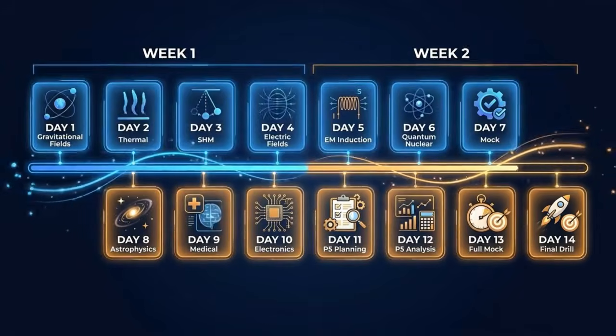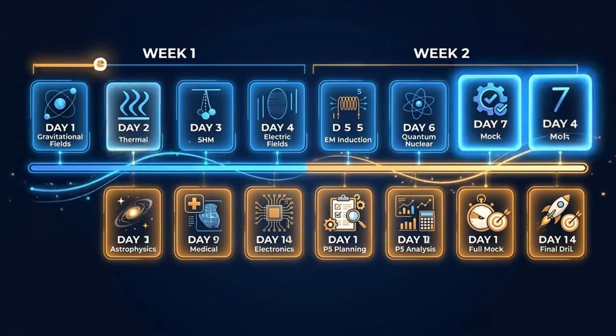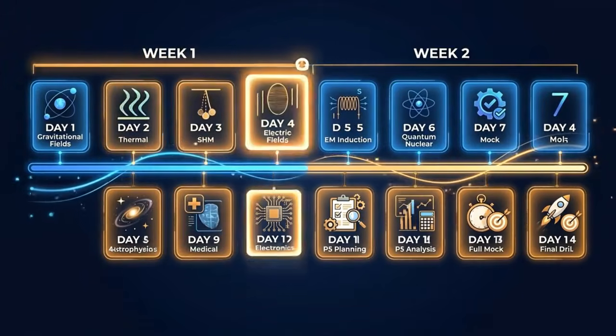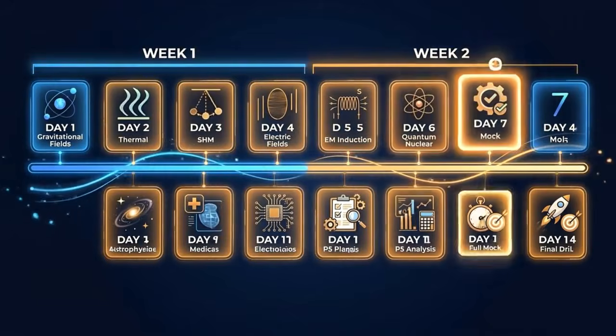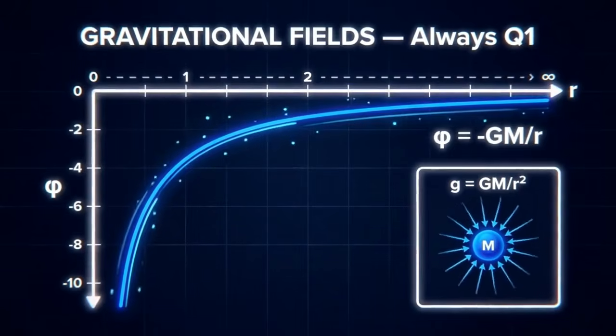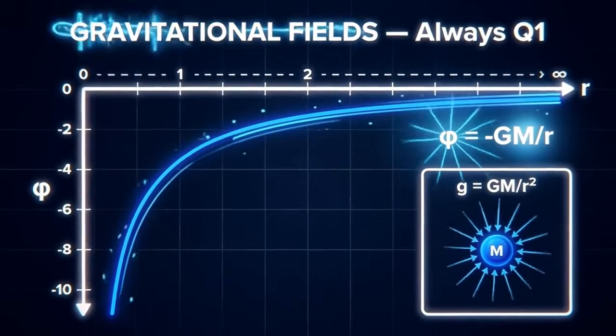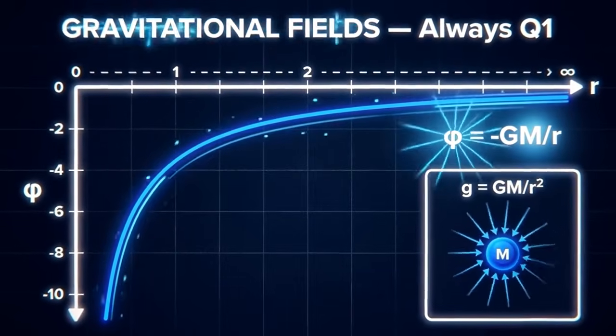Every day, 2 hours of new topic study in the morning, 2 hours of past paper questions, then mark and review in the afternoon. That cycle, study, attempt, mark, is what actually builds exam skill. Gravitational fields is question 1 on Paper 4. Every year, no exceptions. There are 3 things that always come up.